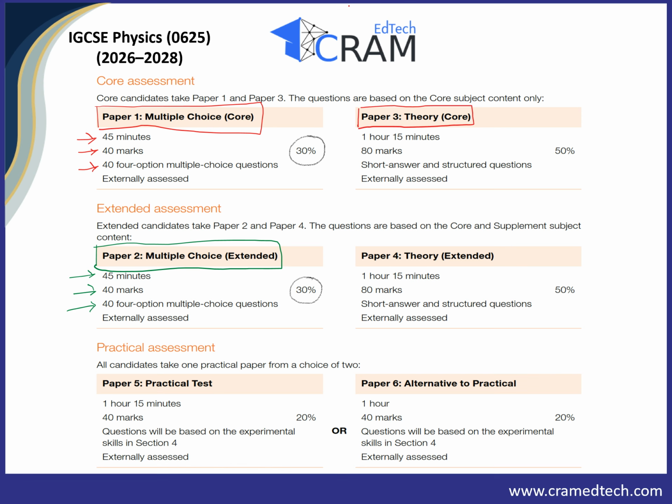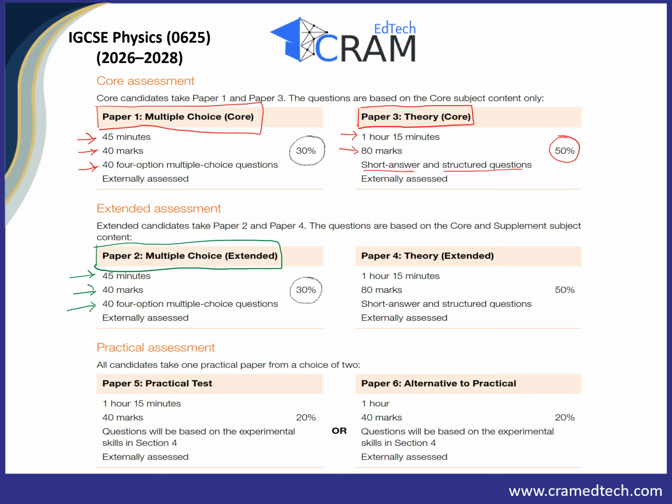In this paper, students get 1 hour and 15 minutes duration. Total marks of the paper are 80. You get short answers and structured questions over there. And paper 3 covers 50% of the total assessment. In this paper, only the core learning outcomes will be covered.